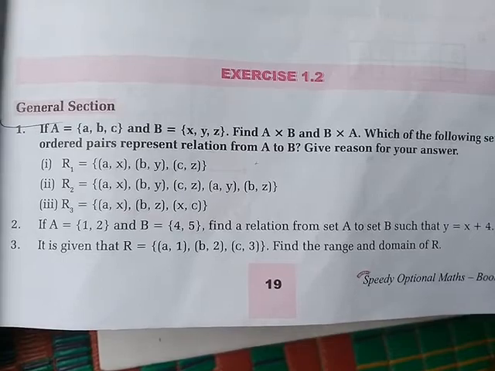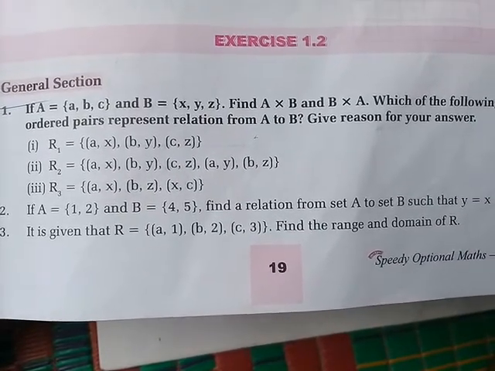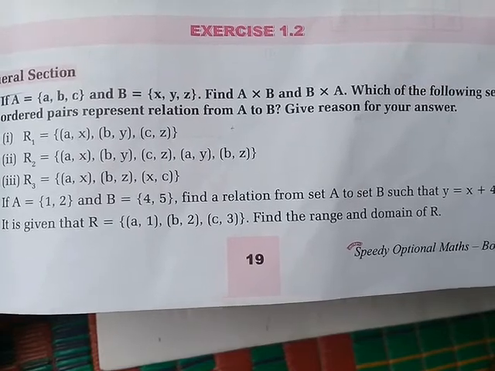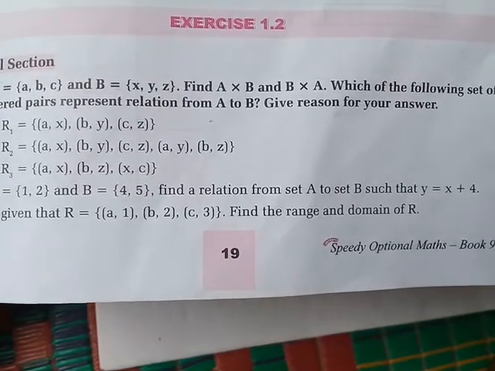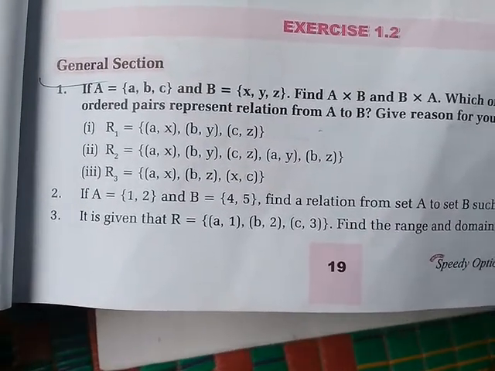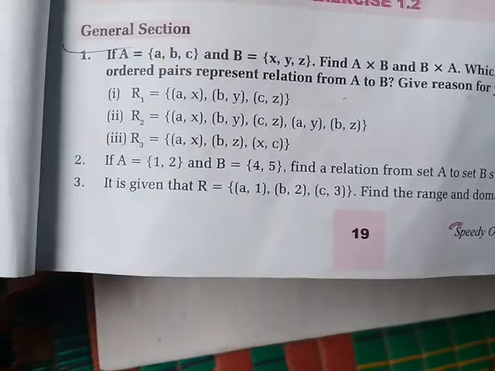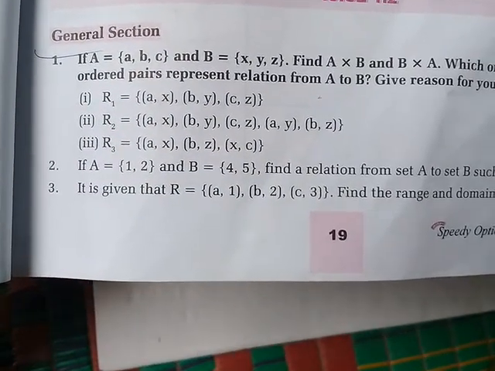Now exercise 1.2, general section. If A is equal to {a, b, c} and B is equal to {x, y, z}, find A Cartesian B and B Cartesian A. Which of the following sets of ordered pairs represent a relation from A to B? Give reason for your answer. Here R1 is {(a,x), (b,y), (c,z)}.